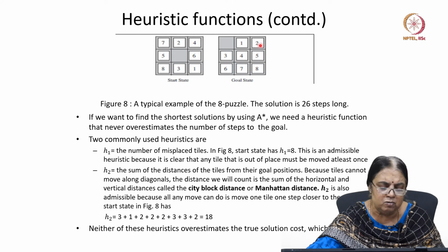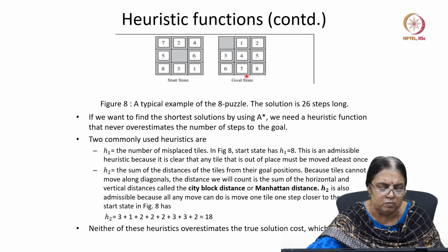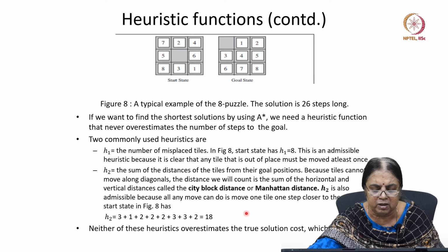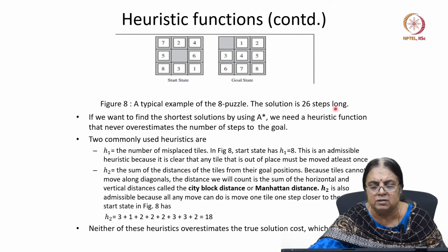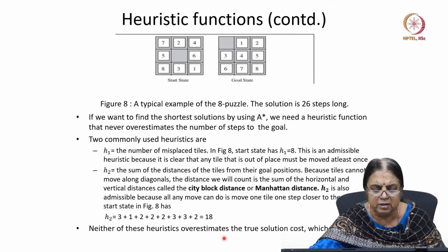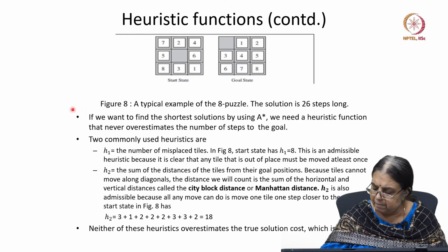If we take 2, it's 1 move, right? You need to make 1 move. If you take 3, then there are 2 moves, right? So if you keep adding these up, it gives you the second heuristic. Okay, and the actual solution is 26 steps long, right? So what you find is that if you take this H1 or H2, they do not estimate the true solution cost basically. Okay.